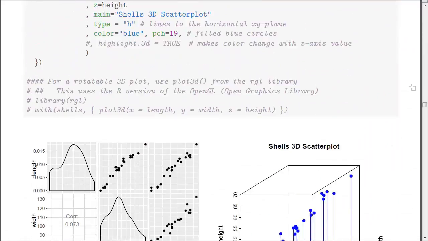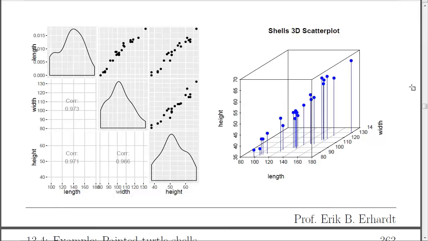I'm going to plot the data in 2 ways, and we'll go back and look at the code in a moment. Here's a scatterplot matrix of the length, width, and height of the shells, and you can see very high correlations between all these measurements. Basically, as a turtle grows, the shell grows in all directions at the same time. So this is maybe not a very surprising result. All the correlations are about 0.97.